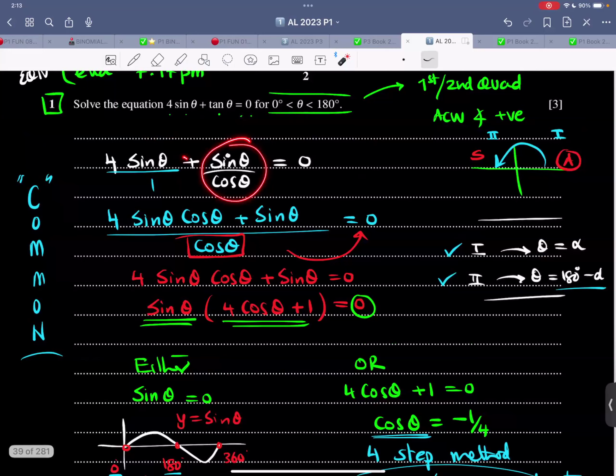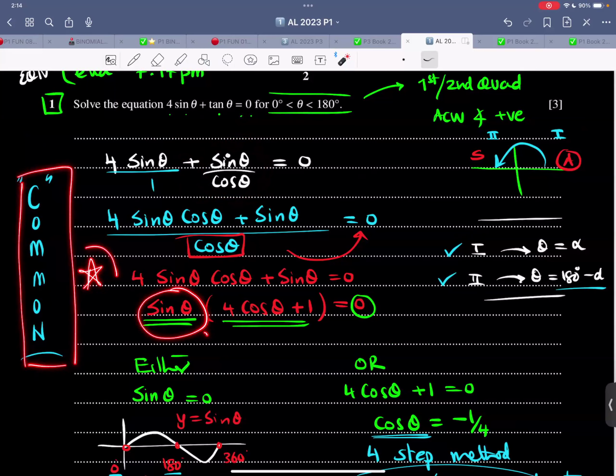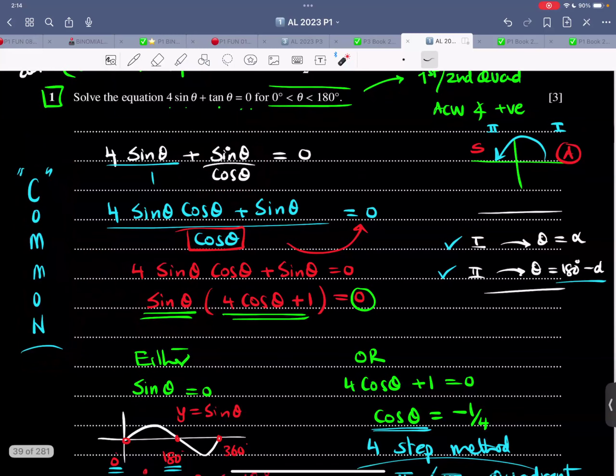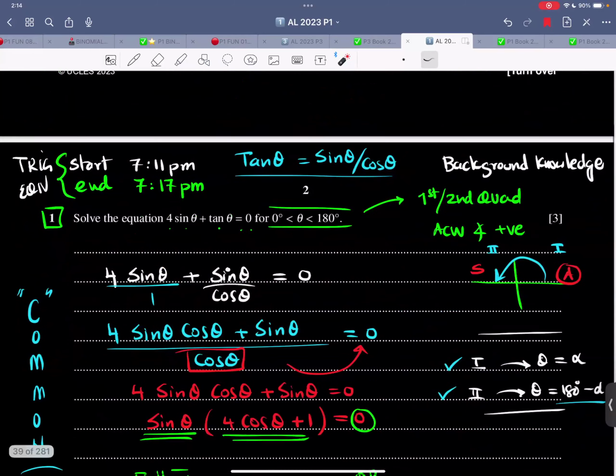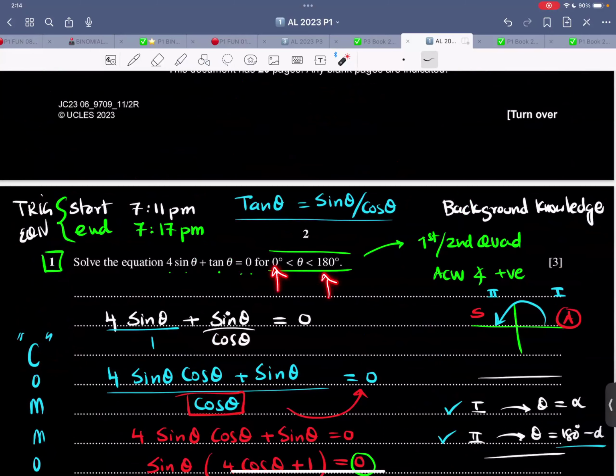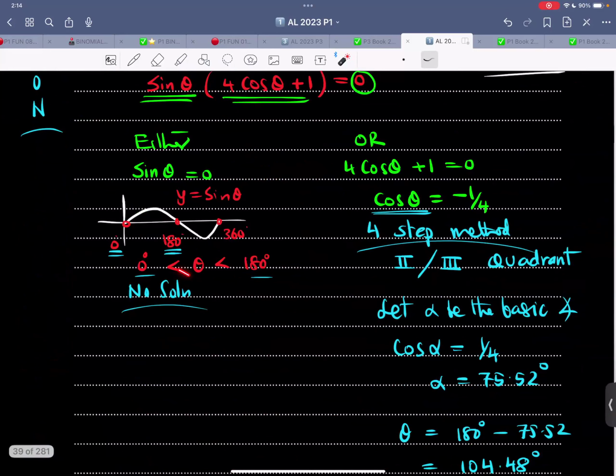You break tangent up. You do LCM, cross multiply, always take common. That is the supreme thing, because if you don't take common, you lose half of your solution. 2 things are multiplying to give you 0. Either one of them is 0. Sine theta is 0. Use the sketch. You get answer 0, 180, 360, and so on. But neither 0 nor 180 is inclusive. So there is no solution, but you have to show the working.